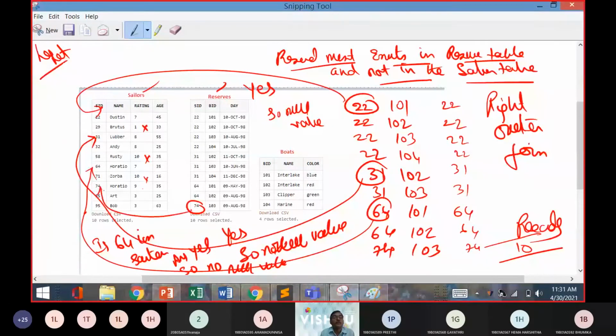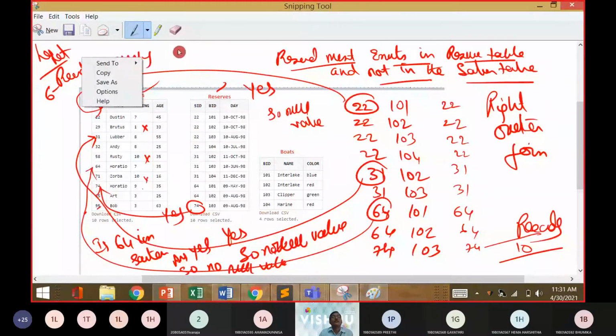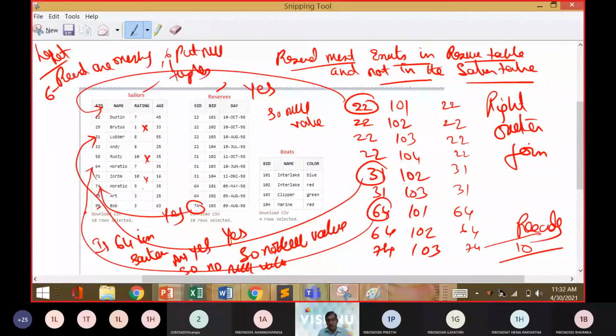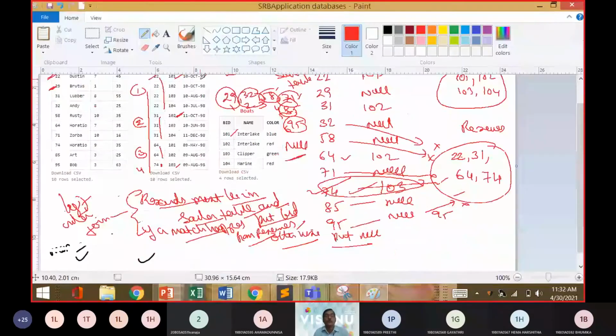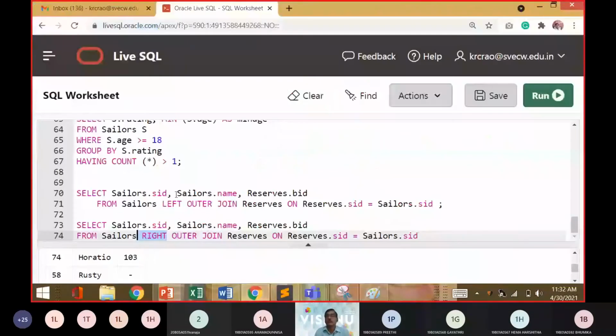74, 74. Yeah. Then 95 is missing. So we should say that 6 records are missing, and for those 6 tuples we have to put null. So now just execute the query. Let us execute the query first.